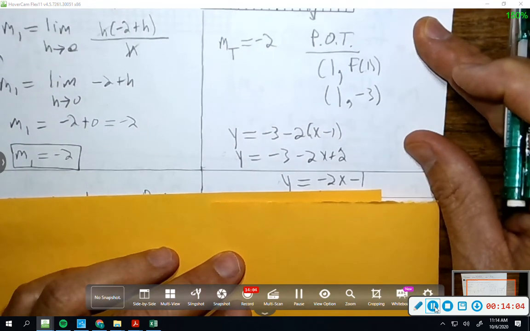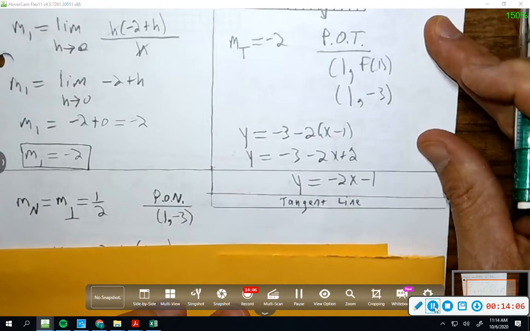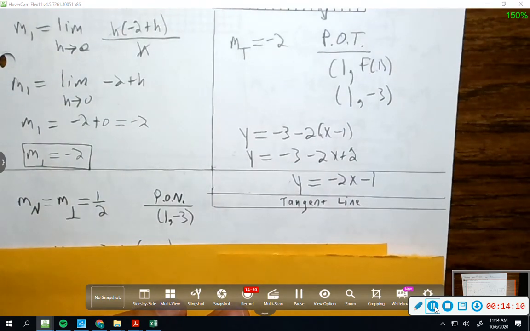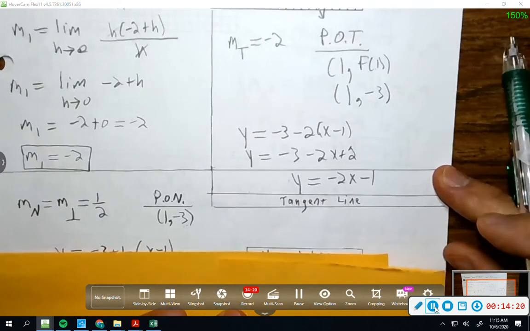Remember, the normal line is the exact same thing, except you're going to take the opposite reciprocal of the slope of the tangent line, because normal line means perpendicular. The point of tangency is the same as the point of normalcy. So now this time we're doing the exact same thing, except we're using 1/2.